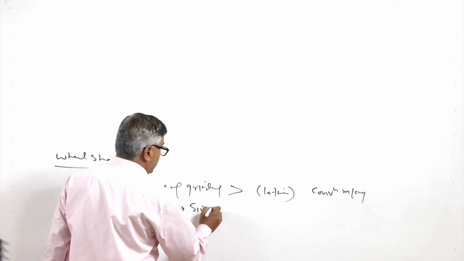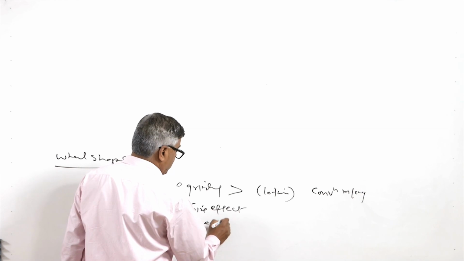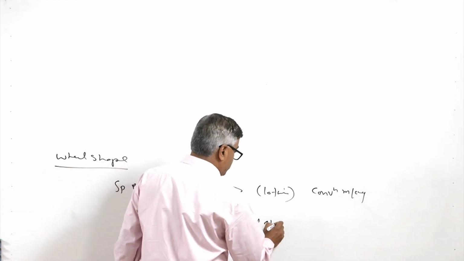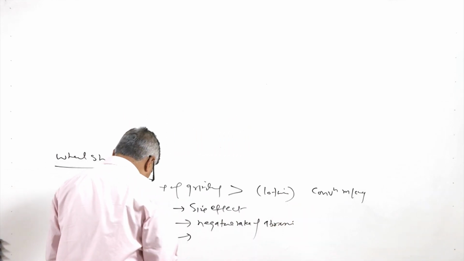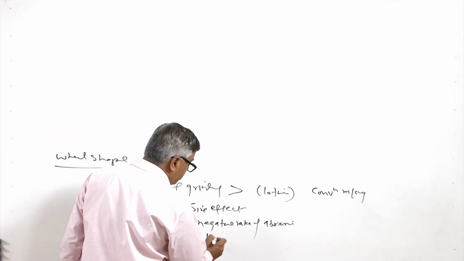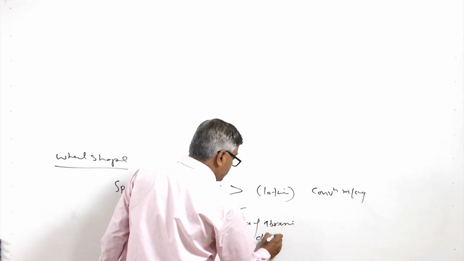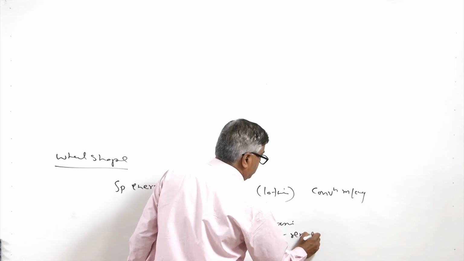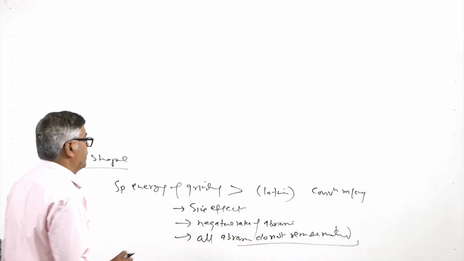One is the size effect, the second is the negative rake of the abrasives which engage with the workpiece for the removal of the material, and the third one is that although the wheel is rotating, all abrasives do not remove material, but only a few abrasives participate in the material removal process.